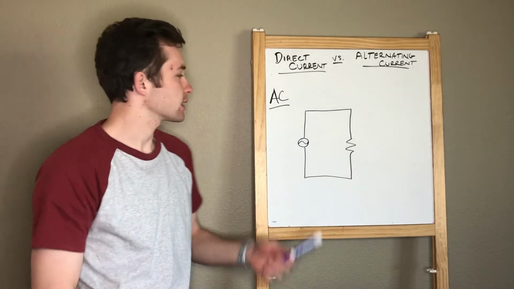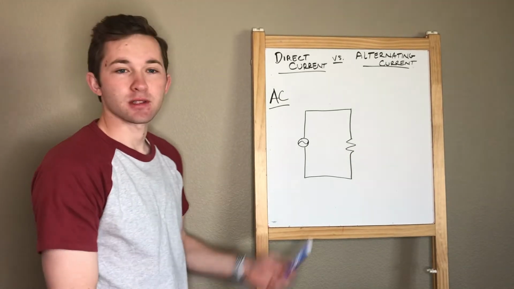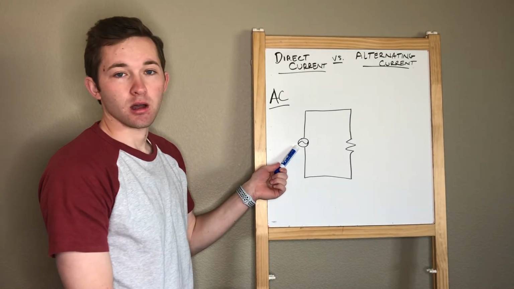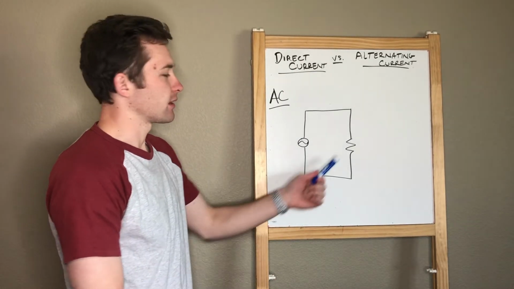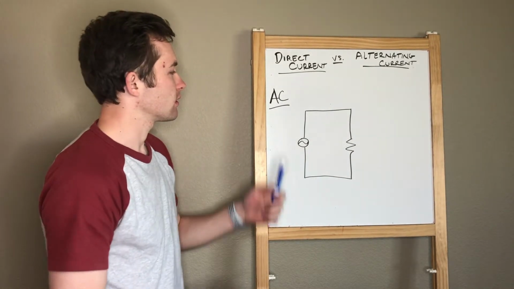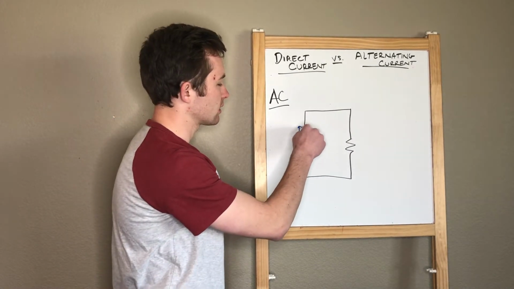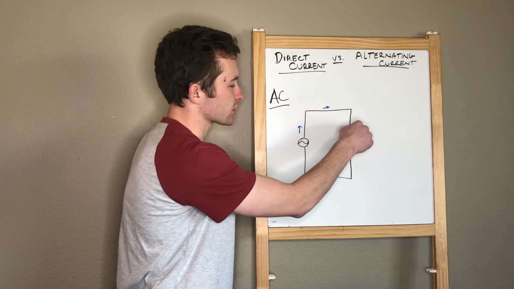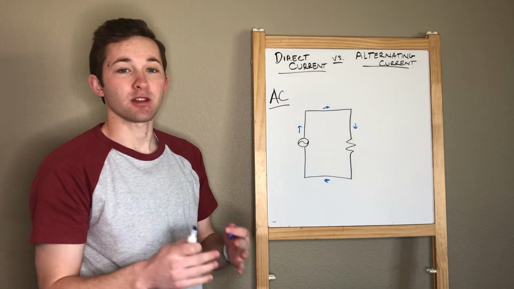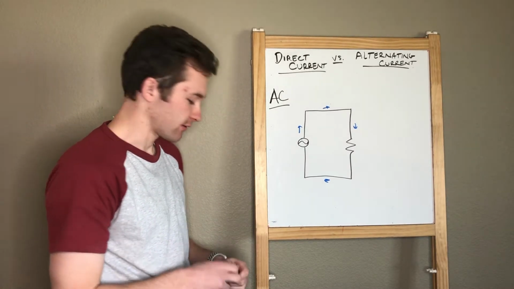Okay, so now we're going to talk a little bit about alternating current, or AC. Again, we have a simple circuit here. We've got a source of power of an alternating circuit, and then just a simple resistor over on this side. So the difference for AC is that it's going to send current out in one direction for a certain amount of time.